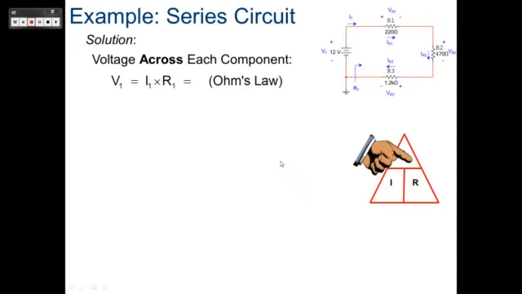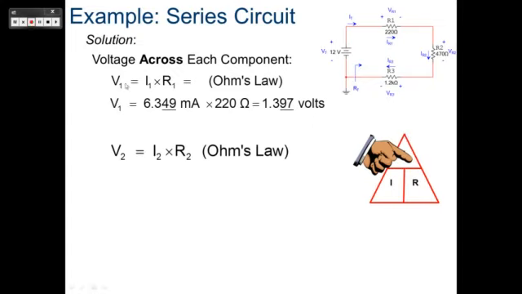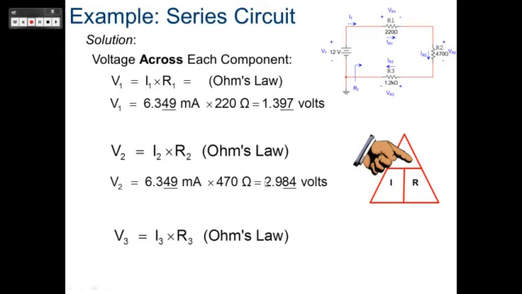The current's the same. To find the voltage across each component, I'm solving for V. So V equals I times R. So at the first component, resistor 1, my current there is 6.349 milliamps, and I multiply that times my 220 ohms. Keep in mind, before I do any multiplications, I must always convert this 6.349 milliamps into regular amps, which would make it 0.006349.